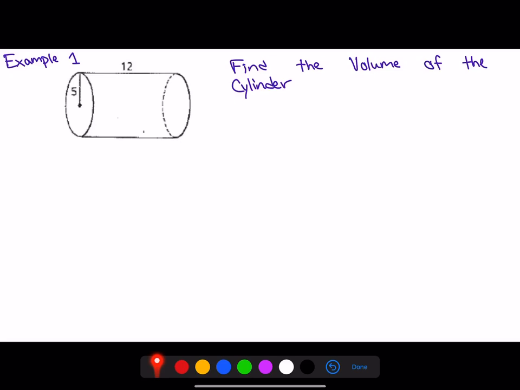All right, let's go ahead and try a couple examples with this. So, example 1, find the volume of the cylinder. Go ahead and take a minute, try and solve this one on your own, then we'll work through it.